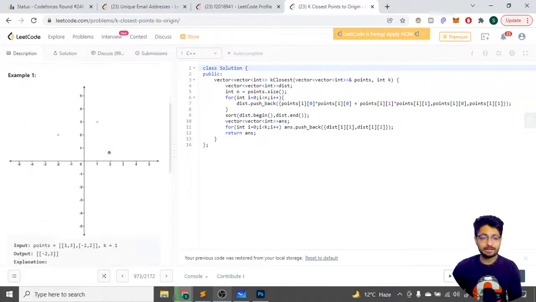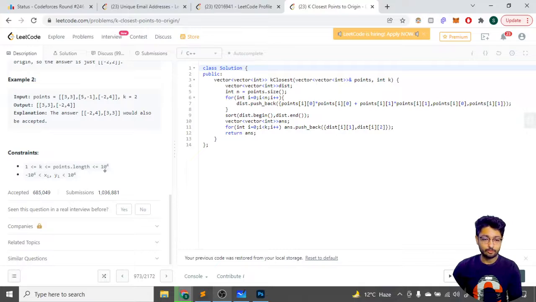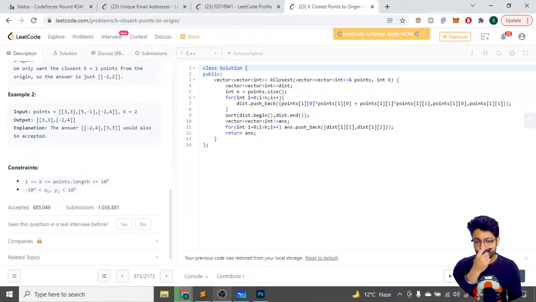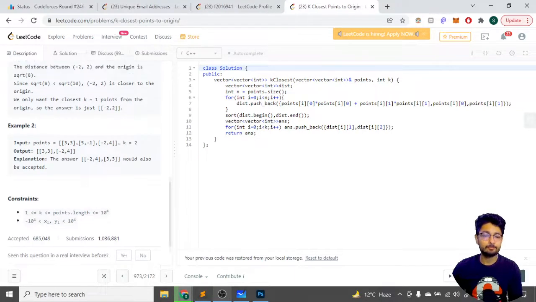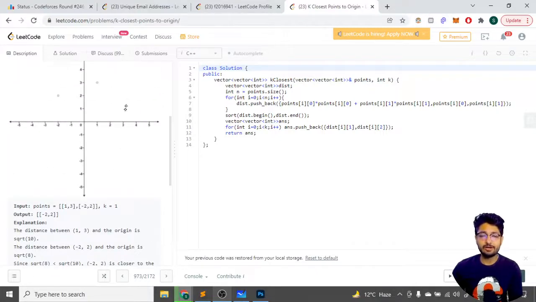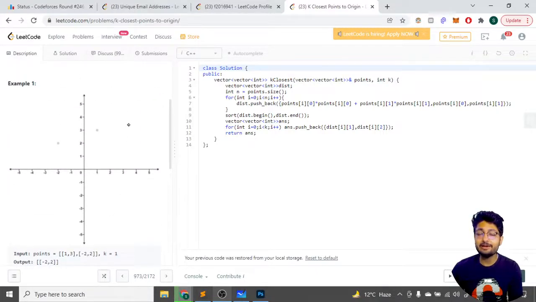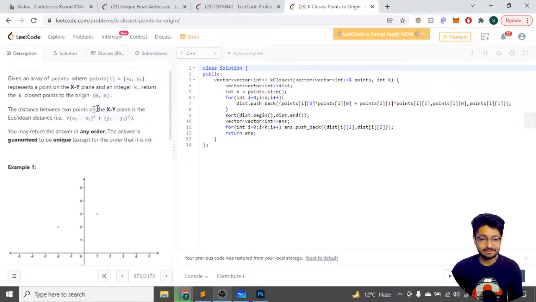Now, how can you do that? Given the constraint, as you can see, 10 to the power 4, what you can directly do is use an n log n type approach that can easily pass the time limit. So what you'll directly do is first find out the points that are the K closest points to the origin. For finding out the distance, you have to use the Euclidean distance, that is under root of (x1 minus x2) whole square plus (y1 minus y2) whole square.